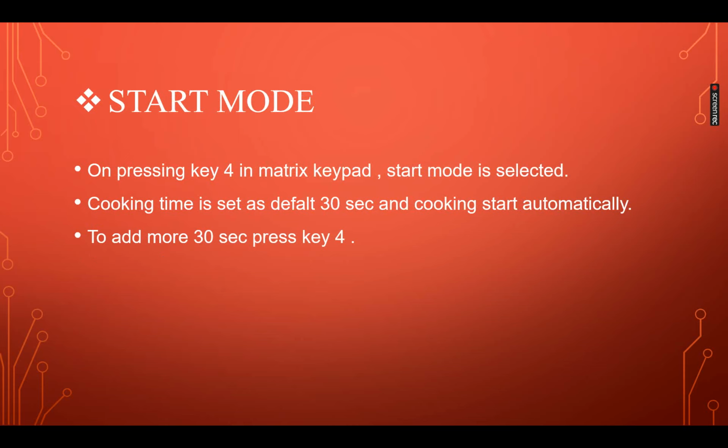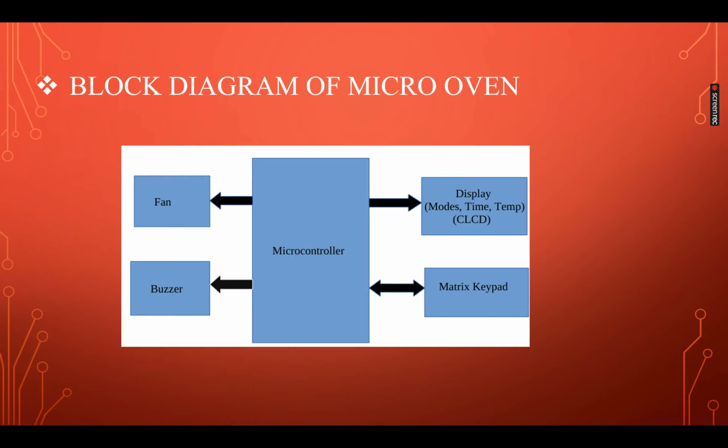Start mode is basically used to heat food in a short time. Cooking time is set as default 30 seconds in start mode. As we require to increase the time, press key 4 again to increase the time. However much time is required, press the key multiple times.